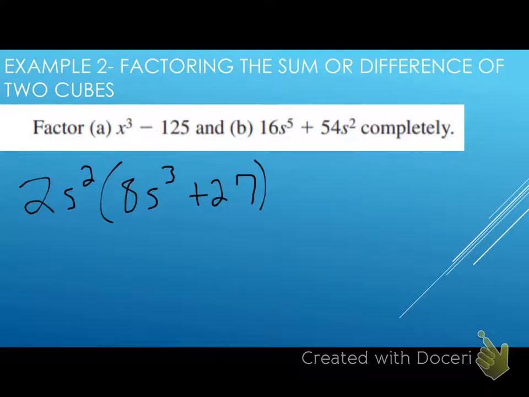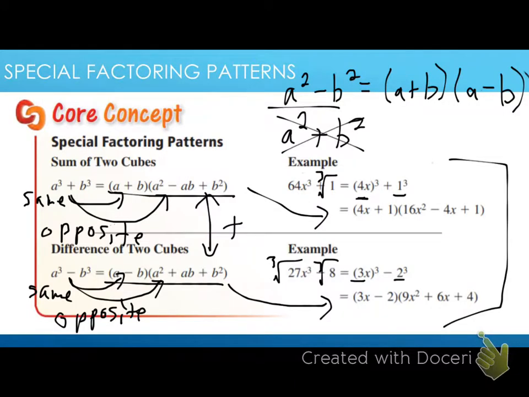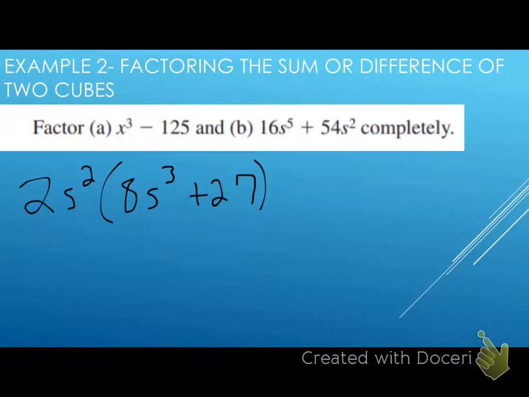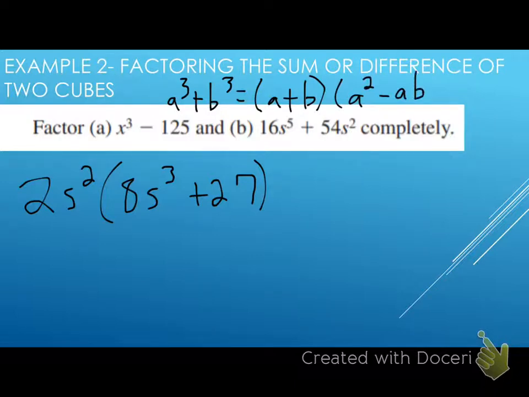The X puzzle? Not quite. This isn't in the form ax squared plus bx plus c, is it? Can you take the perfect cubes? Can I take the cube root of 8s cubed? Yep. Can I take the cube root of 27? So this is a sum of cubes, right? So I can just use my sum of two cubes formula. So a cubed plus b cubed equals a plus b times a squared minus ab plus b squared, right?